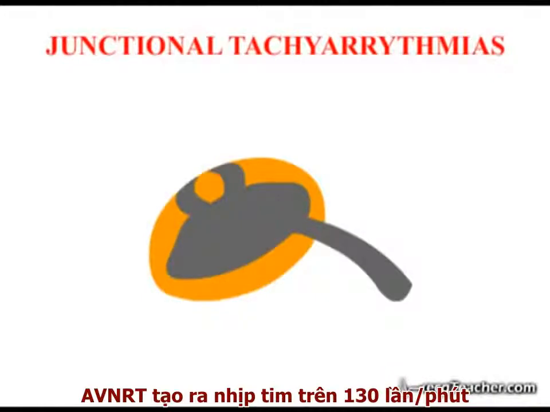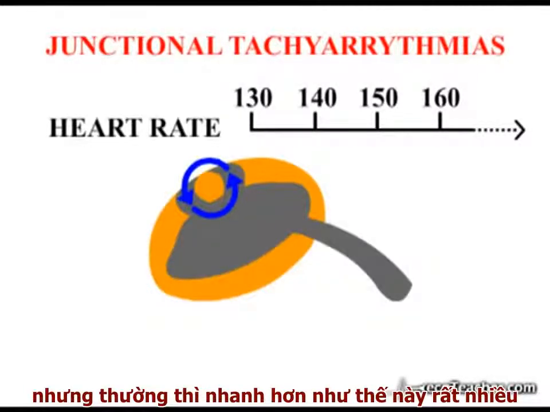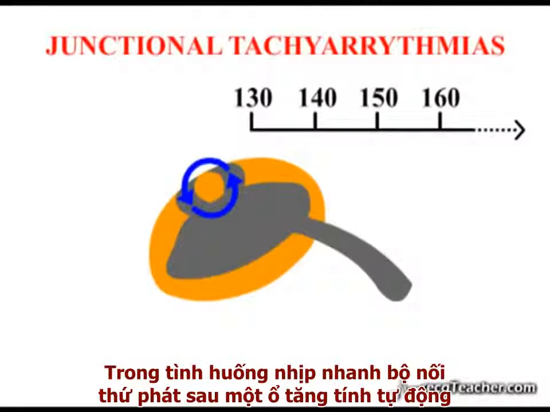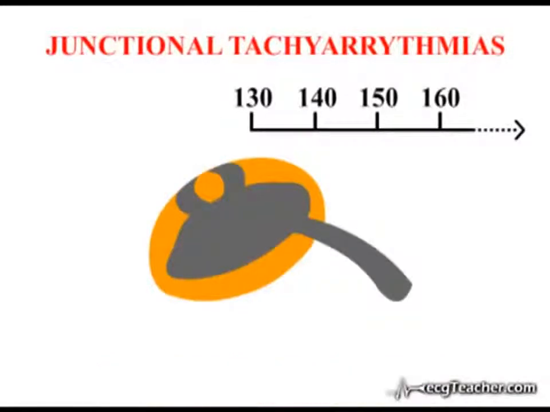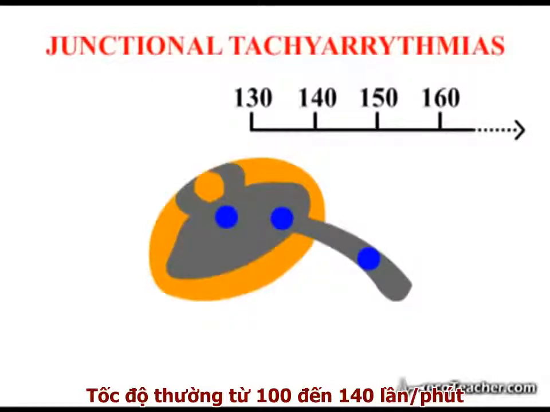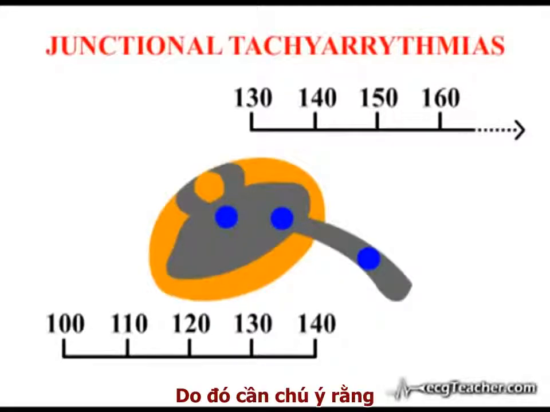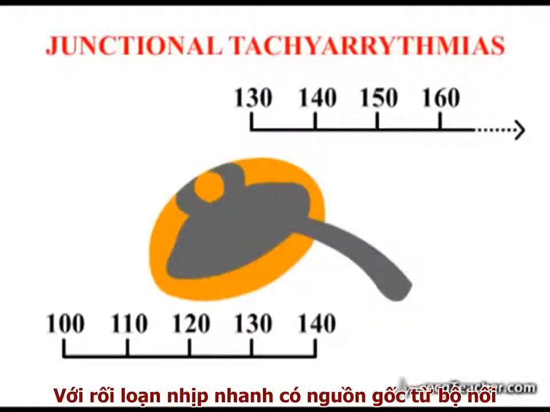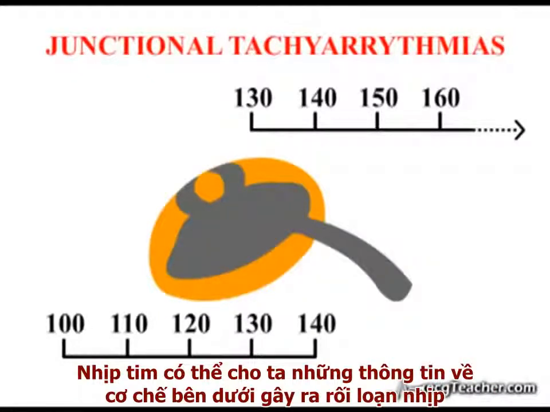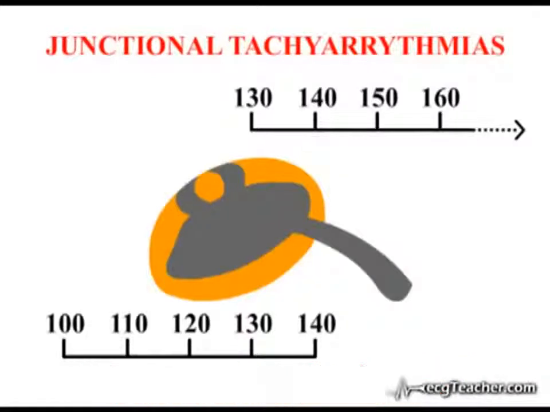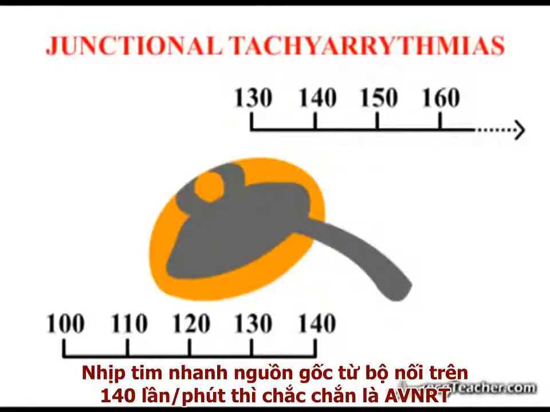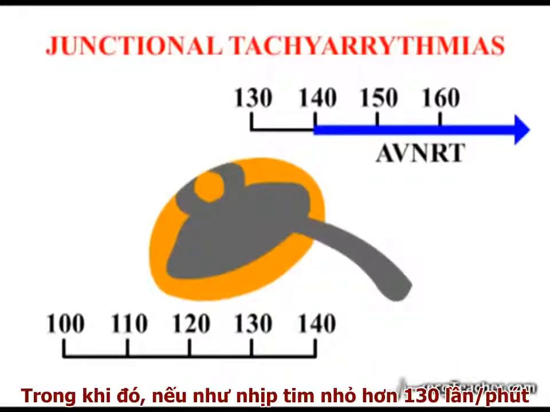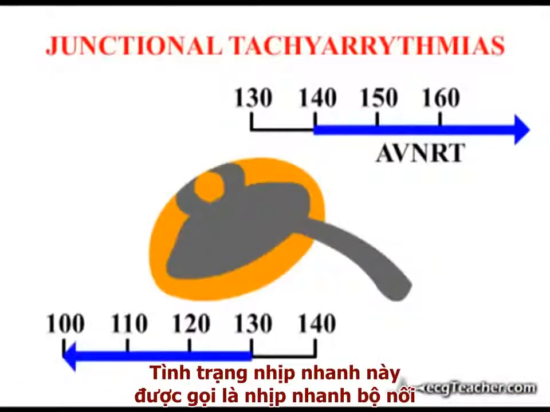AV nodal reentrant tachycardia generates a heart rate greater than 130 beats per minute, and often much more rapid than this. In a junctional tachycardia arising secondary to a focus of increased automaticity, the rate tends to lie between 100 and 140 beats per minute. Note therefore that with tachyarrhythmias arising in the junctional region, the heart rate allows us to make an assumption about the mechanism generating the arrhythmia. A tachycardia originating in the junctional region with a rate greater than 140 beats per minute is certainly AV nodal reentrant tachycardia, while if the rate is less than 130 beats per minute, the tachyarrhythmia is labelled junctional.